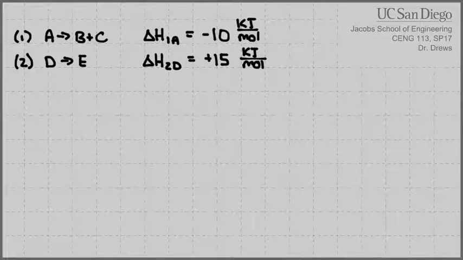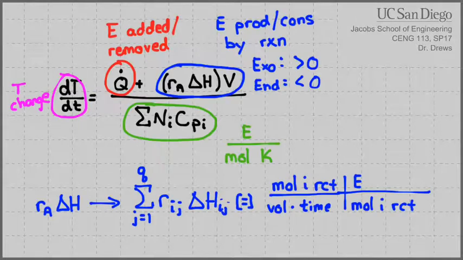So right away, when I see that delta H1A is minus 10, I'm going to write it down here, if I look at that term R sub ij times delta H sub ij, remember this is describing, if you look in the energy balance, I'm going to flip back one, this is one of those blue terms. So I know if that blue term is positive, I would normally expect an exothermic reaction because that's going to increase the temperature of my reactor.